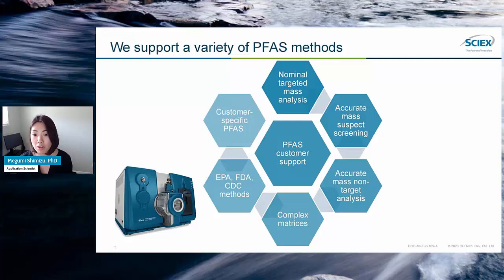We see expansion of sample types that customers are working on these days. Now many customers deal with different types of matrices as we start to find PFAS everywhere in our surroundings. For example, food, biosolids, soil, tissue samples, human serum, and so on.